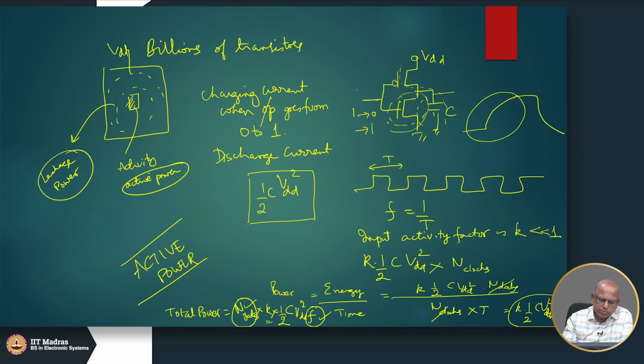Sub-threshold leakage, for example. Then there are other sources of leakage like gate leakage and PN junction leakage. So there are other sources of leakage.